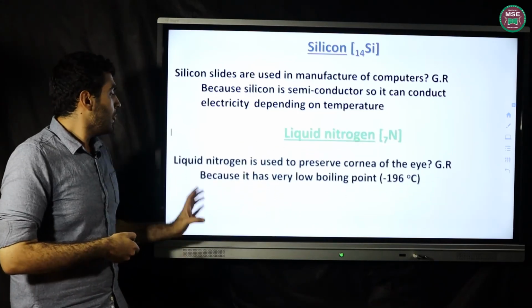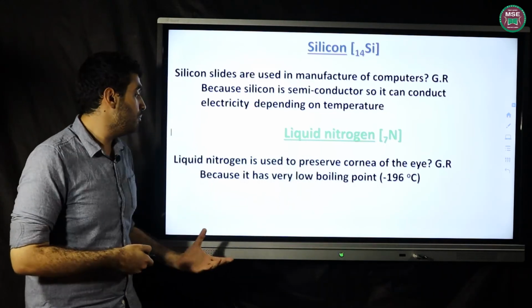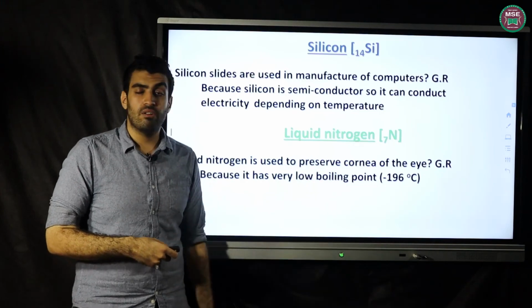Liquid nitrogen is used to preserve the cornea of the eye. Why? Because it has a very low boiling point, equal to -196 Celsius degrees.